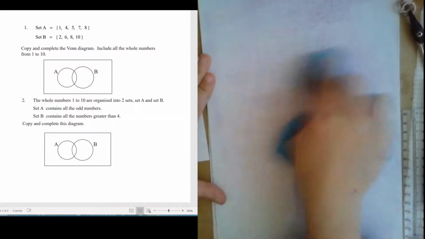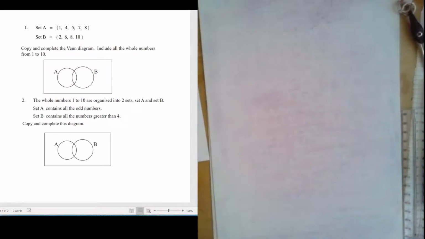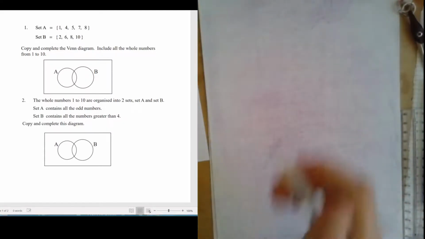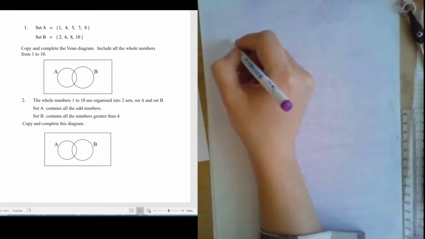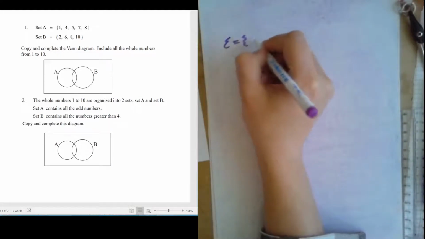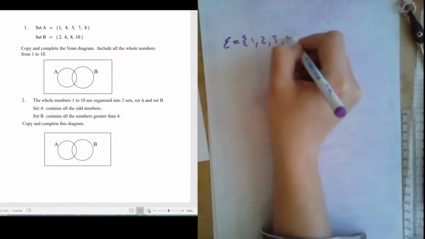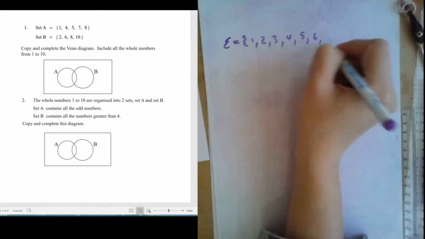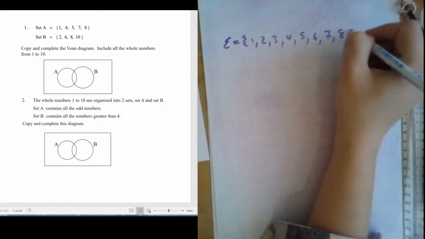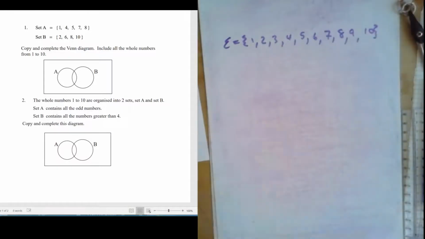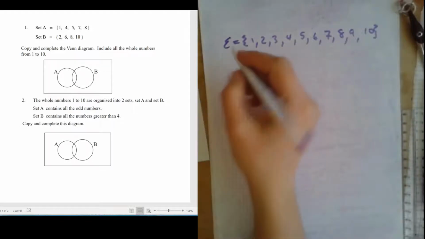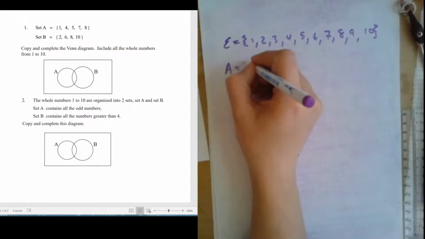It says whole numbers from 1 to 10 are organized into 2 sets. Okay, so first piece of information, that is my universal set. So my universal set is 1, 2, 3, 4, 5, 6, 7, 8, 9, 10. Okay, that's my universal set. It says set A contains all the odd numbers, set B contains all the numbers greater than 4. Okay, so A is just the odd numbers.